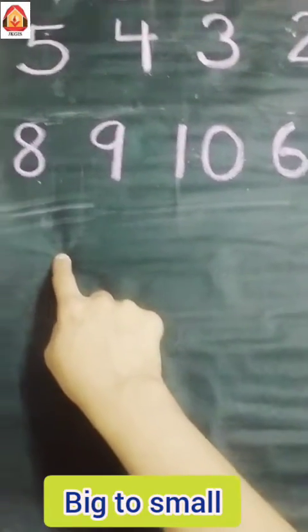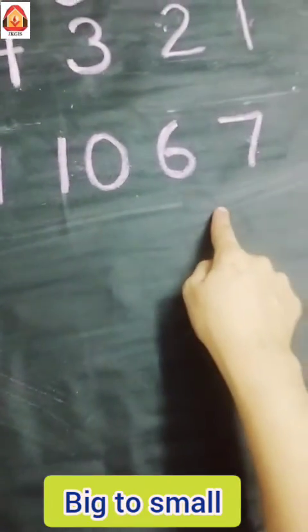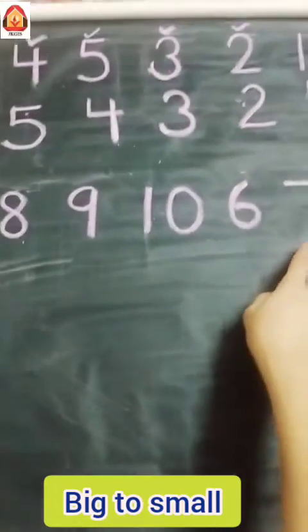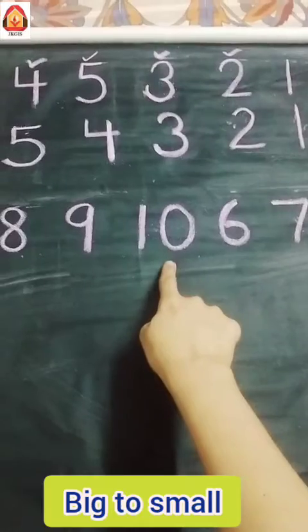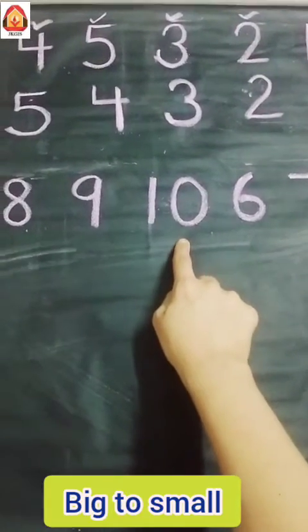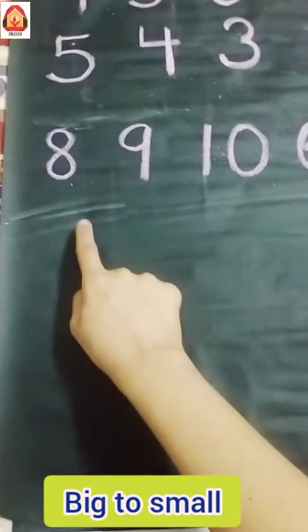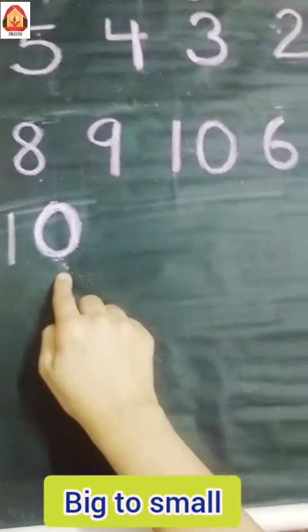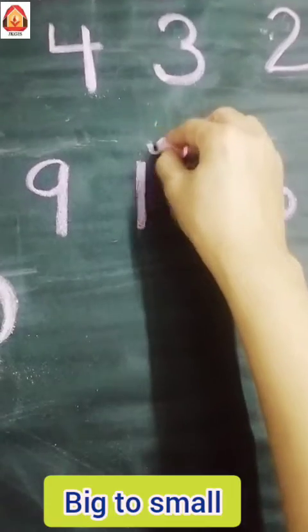Okay, so we will arrange these numbers from big to small. So let's start. So you will have to tell me which is the biggest number among these numbers. Can you tell me? It's 10. सबसे बड़ा number तो 10 है ना? So we will write number 10 here. So you can see I have written number 10 here. So I will mark this number.